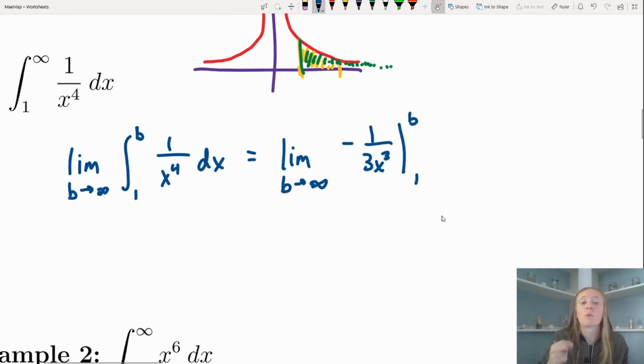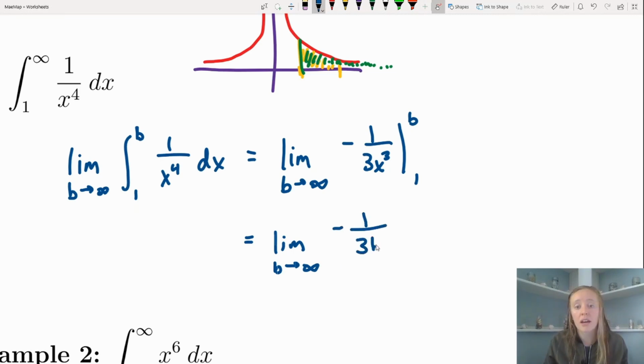But remember, we're taking that limit as b goes to infinity, so we need to write it in each of our steps. So I'm going to have the limit as b approaches infinity of negative 1 over 3b cubed minus a negative, so plus 1 over 3 times 1 cubed is 3. And what does this equal?